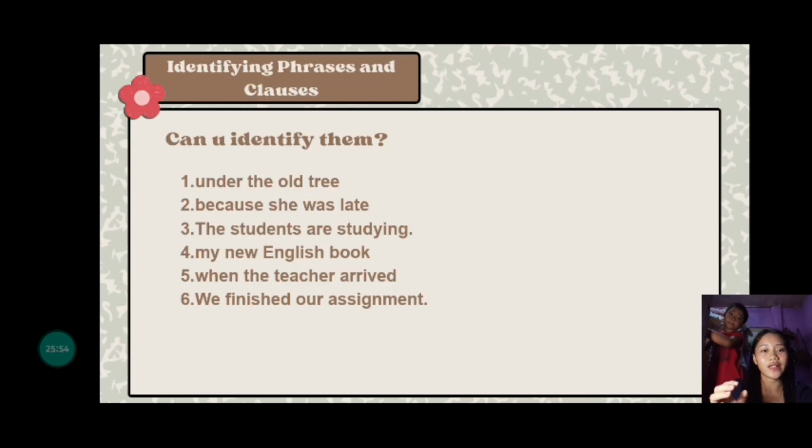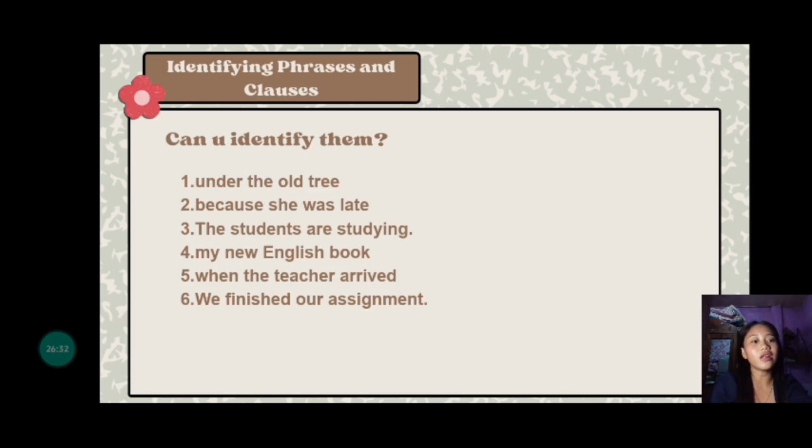So let's have a quick activity to check our understanding. I will give you a few seconds to identify each one before I reveal the answers. You can pause the video and answer on your sheet of paper, or you can do it in your mind. Number 1, under the old tree. The answer is phrase. Number 2, because she was late, is a dependent clause. Number 3, the students are studying. The answer is independent clause.